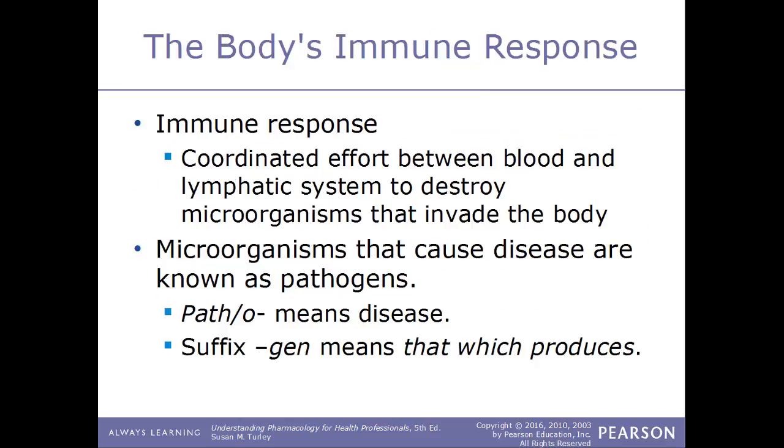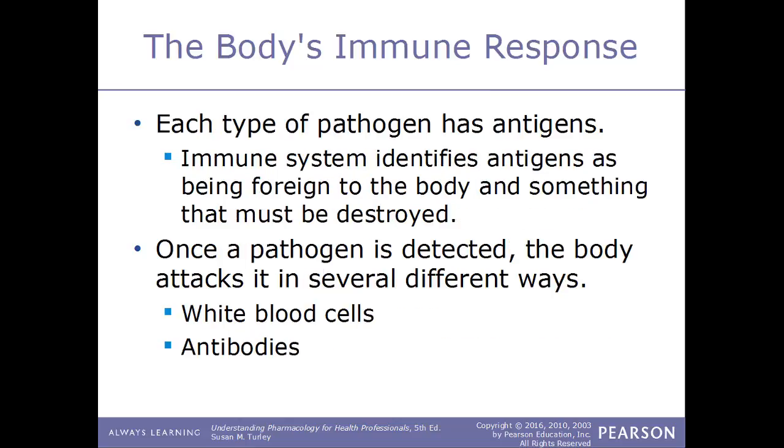Alright, we'll start off first with the body's immune response. The immune response is a coordinated effort between the blood and the lymphatic system to destroy microorganisms that invade the body. Any microorganism that causes a disease is known generically as a pathogen. Patho means disease, and the suffix gen means that which produces. Each type of pathogen has antigens. Your immune system identifies antigens as either being foreign to the body or being of yourself, and if it's foreign, then it'll be searched out and destroyed.